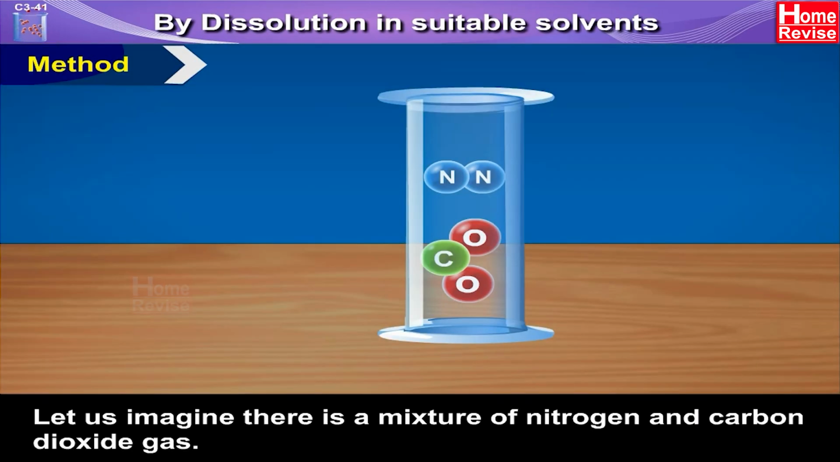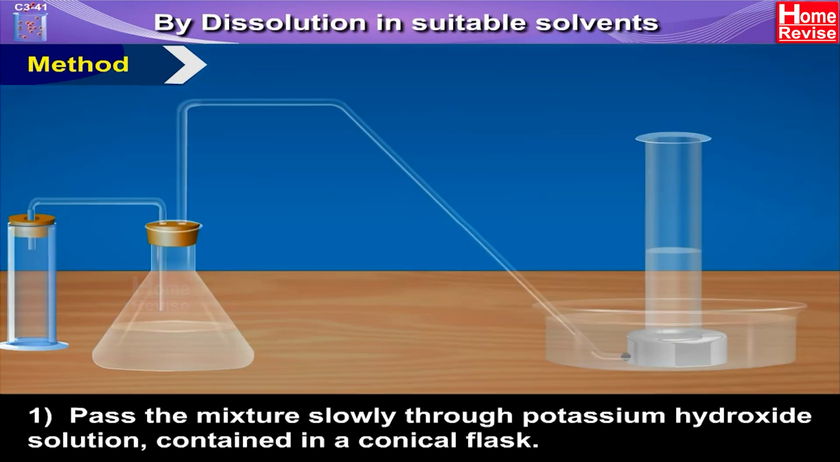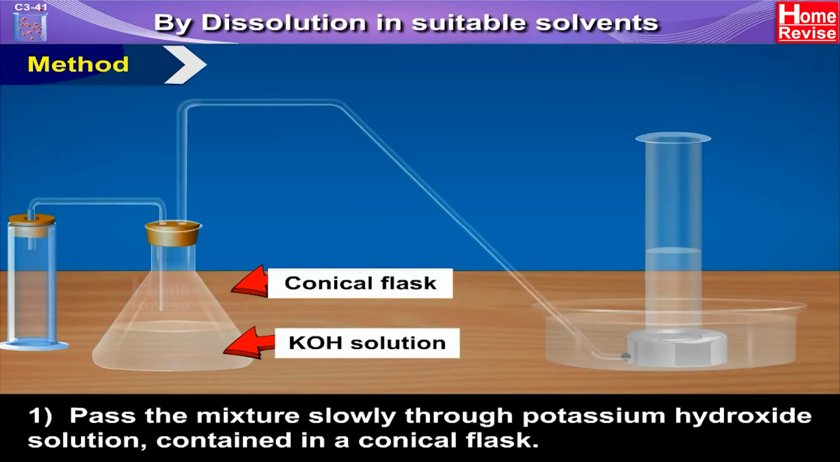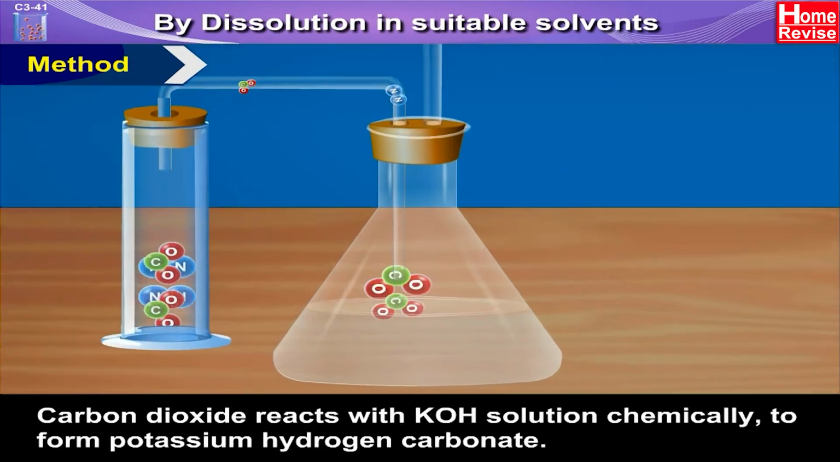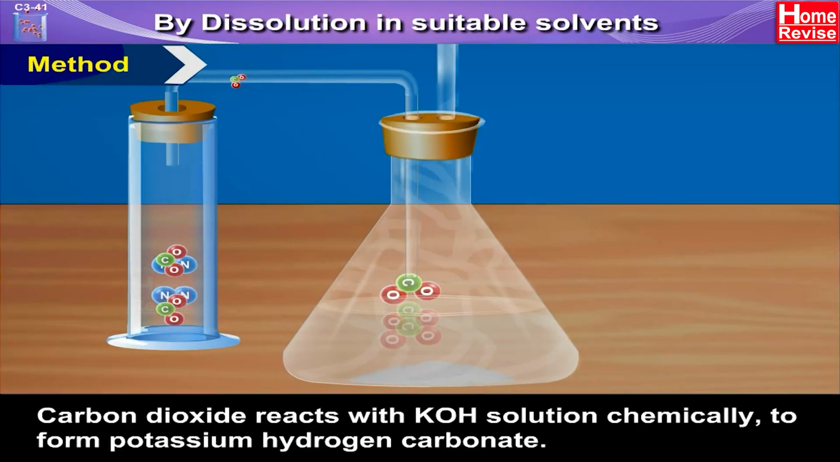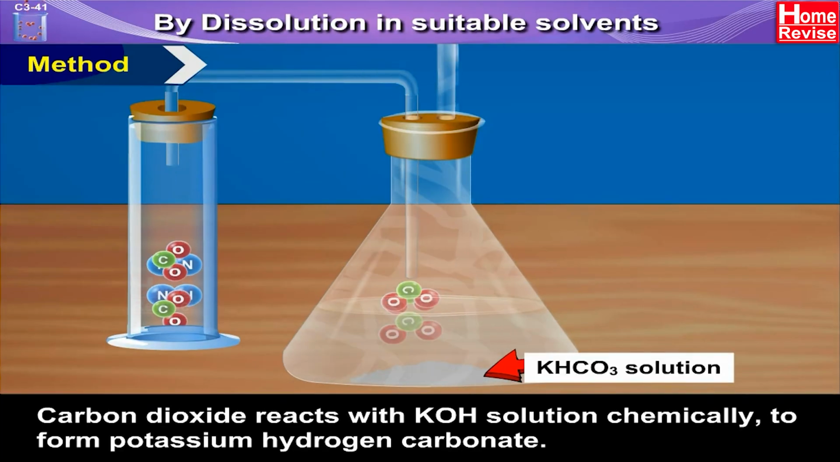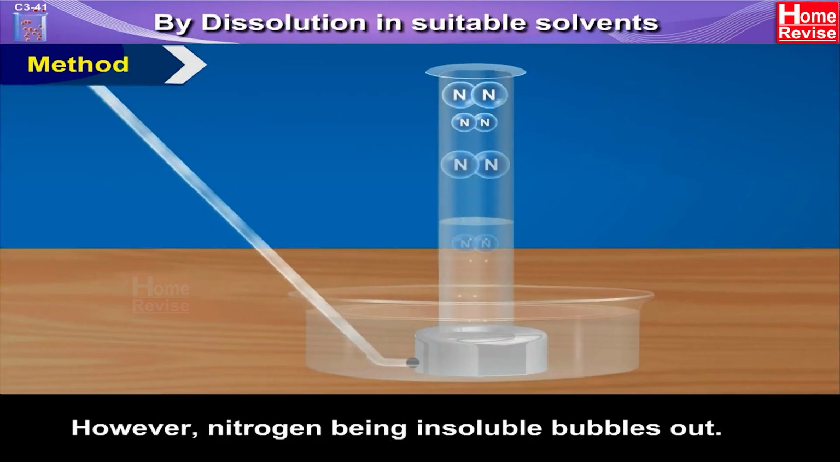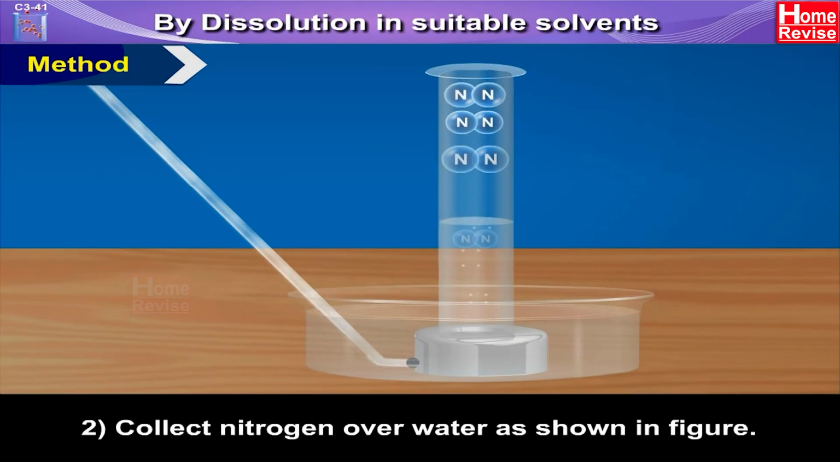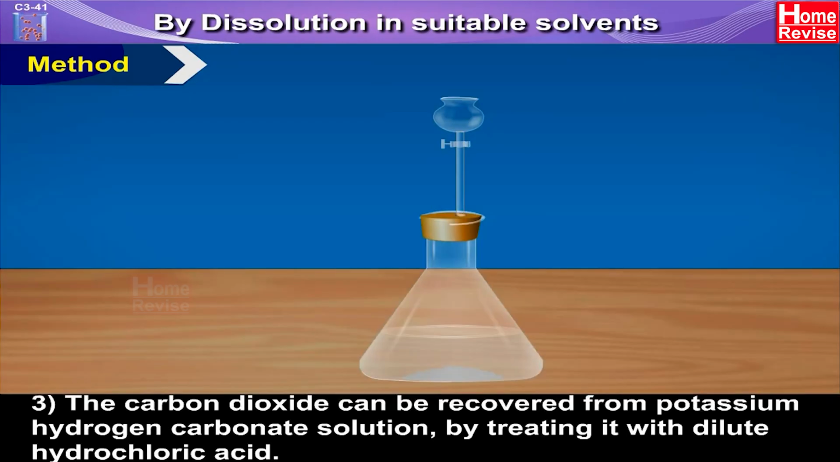Method. Let us imagine there is a mixture of nitrogen and carbon dioxide gas. 1. Pass the mixture slowly through a potassium hydroxide solution contained in a conical flask. Carbon dioxide reacts with KOH solution chemically to form potassium hydrogen carbonate. However, nitrogen being insoluble bubbles out. 2. Collect nitrogen over water as shown in the figure. 3. The carbon dioxide can be recovered from potassium hydrogen carbonate solution by treating it with dilute hydrochloric acid.